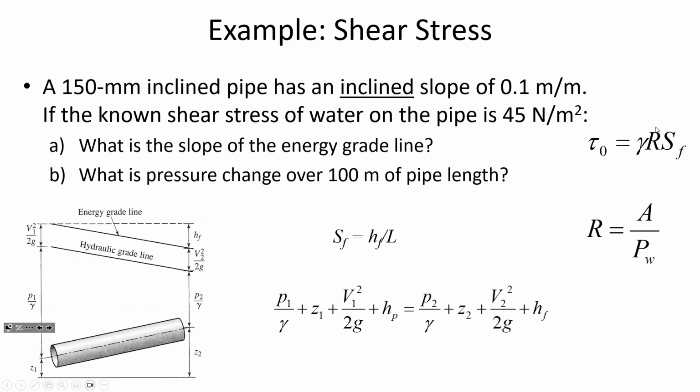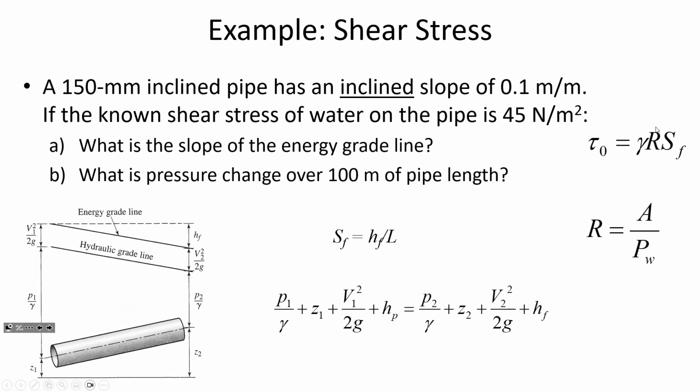So the wetted perimeter here is pi d, so that's 0.47124 meters. And the hydraulic radius is area divided by the wetted perimeter, so that's 0.01767 meters squared divided by 0.47124 meters. So in other words, the hydraulic radius is 0.0375 meters.